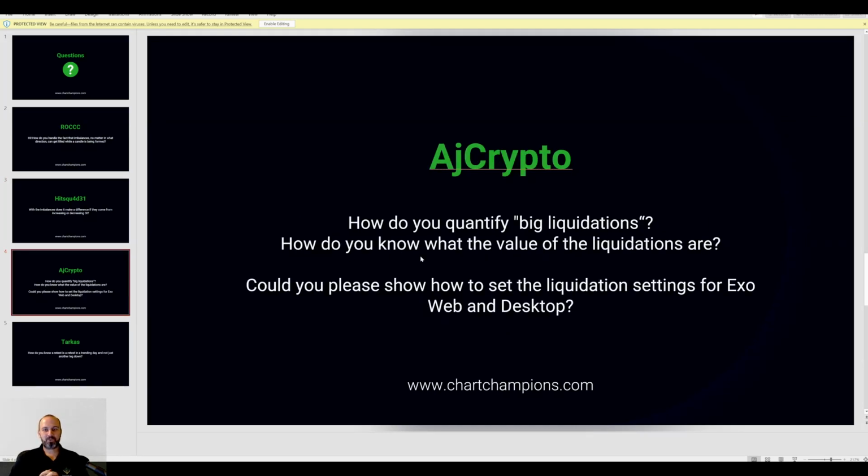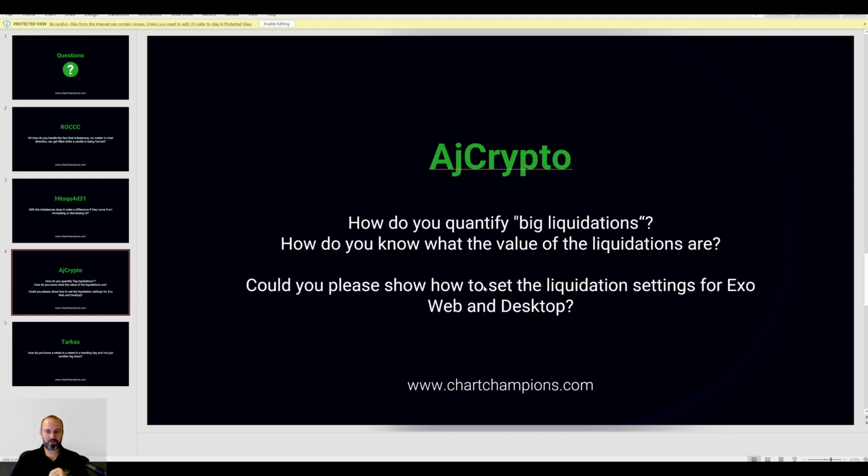How do you quantify big liquidation visually? So I'm not checking how much visually. The dots, you need to see something there to give you confidence. How do you know what the value of the liquidation is? I just look at them visually. That is the way I'm looking at it.